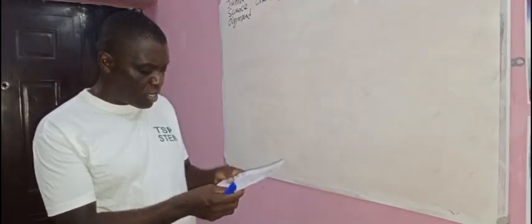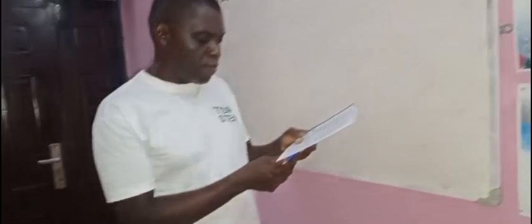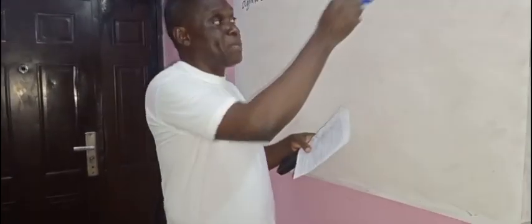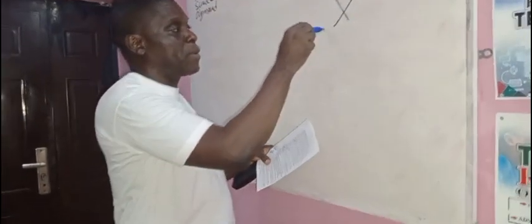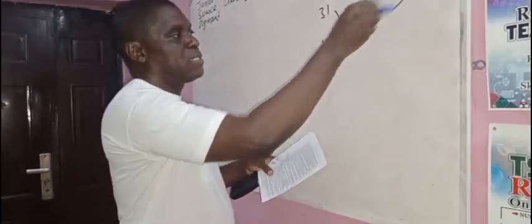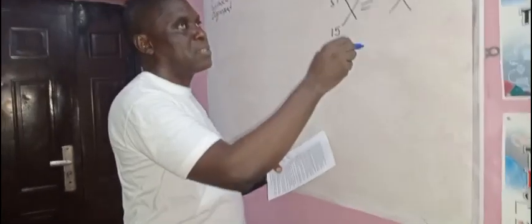Okay, now again we have the question that goes thus: an isotope has an atomic number of 15 and a mass number of 31. How many protons does it contain? An isotope, that means an atom. Atomic number, mass number. Don't forget, this is atomic mass or mass number.